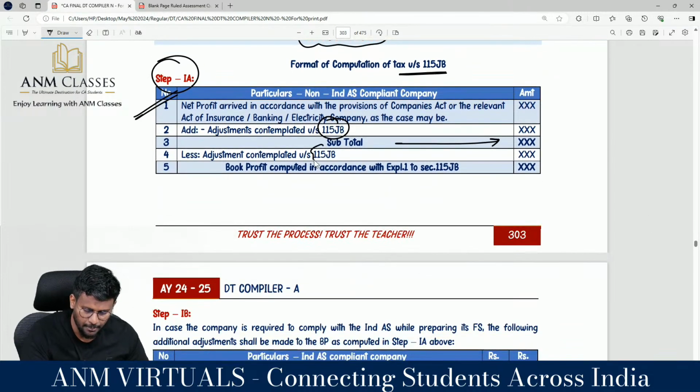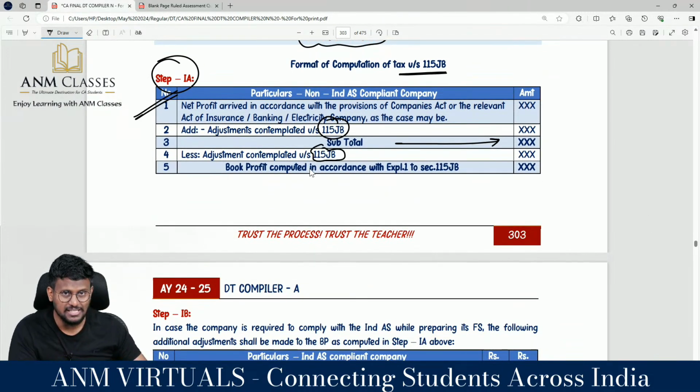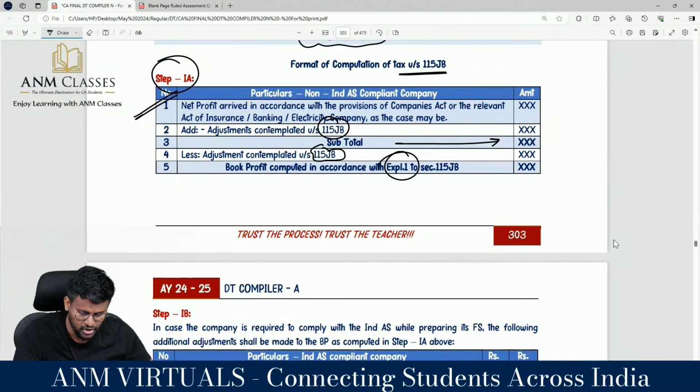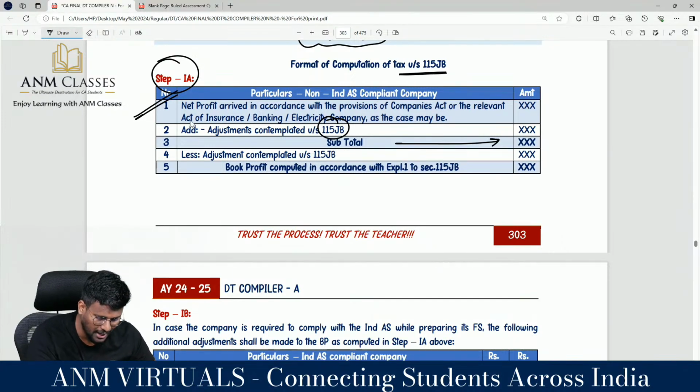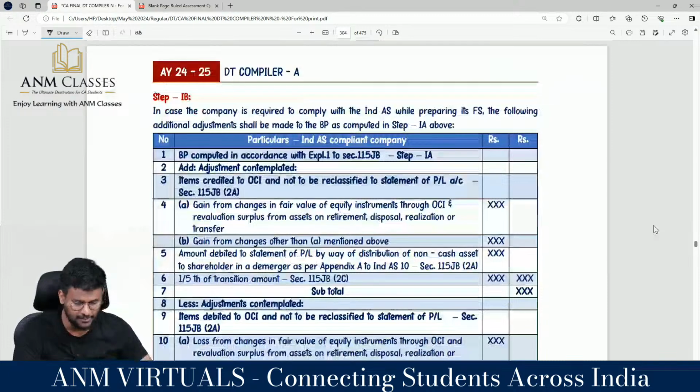Less adjustment contemplated under 115JB, that is 2A, 2B, all those things. Book profit computed in accordance with Explanation 1 to Section 115JB. Till now, we have reached the normal, because here you are adding back and here we are lessing.